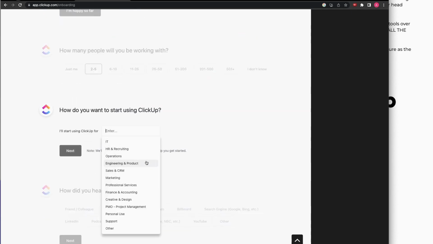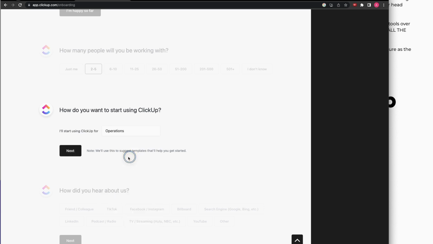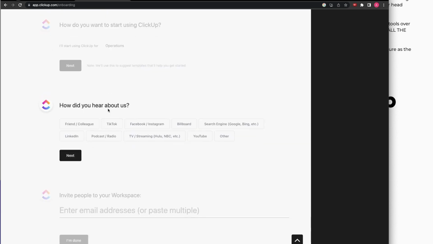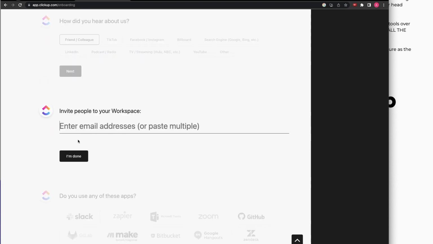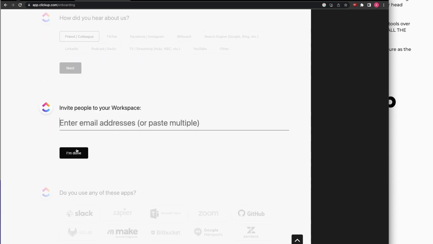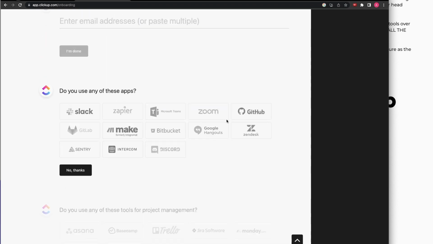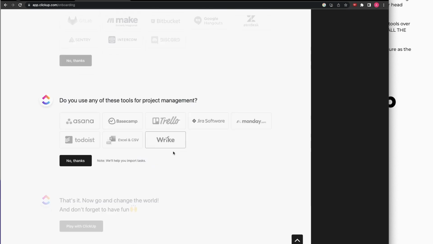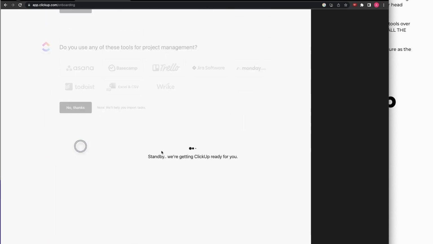How are you going to start using it? I don't know. Let's just put operations. Sure. How did you hear about us? I heard about you guys from a friend or colleague. Sure, let's go there. Invite people. No, I don't have anybody else to invite. Do you use any of these apps? I don't really care right now. No, thanks. Cool. Let's play with ClickUp on here.